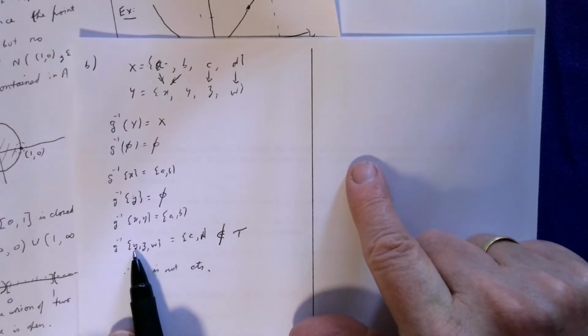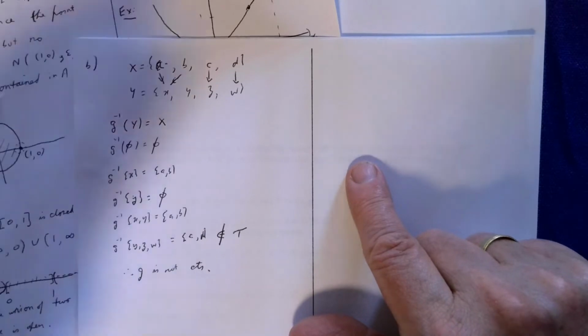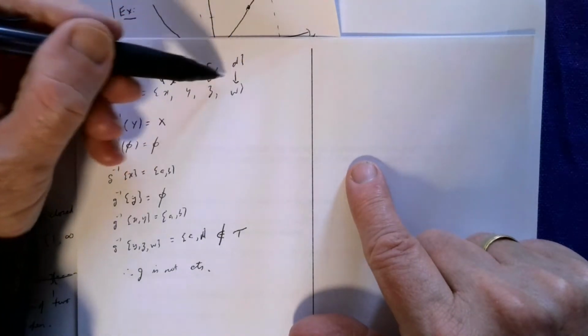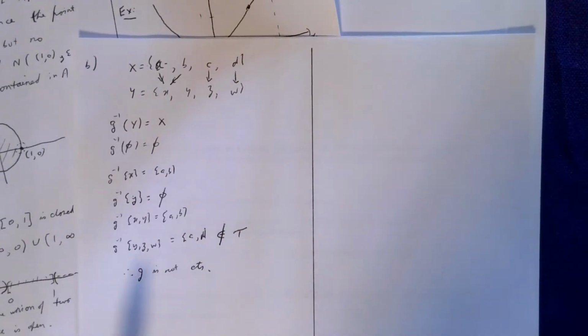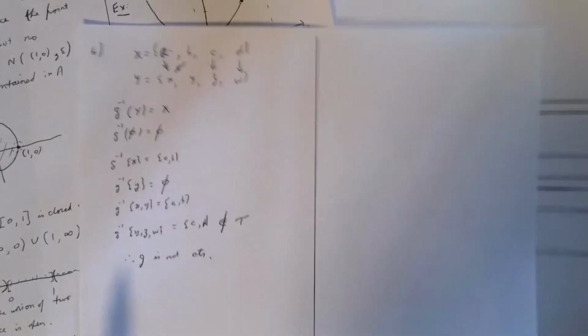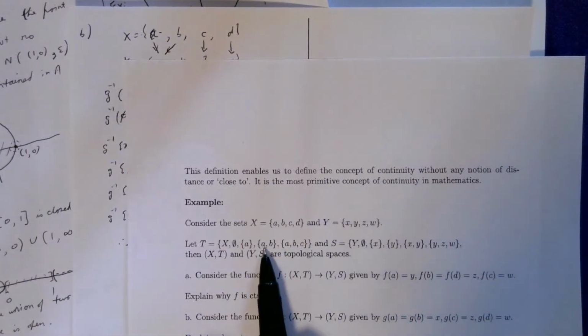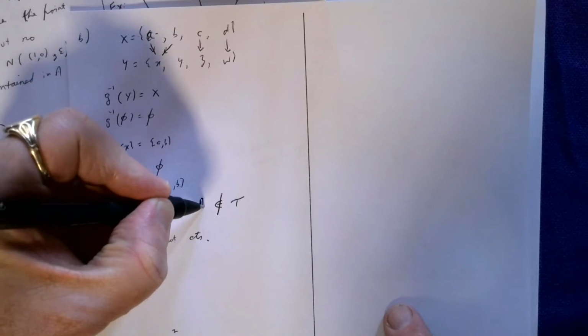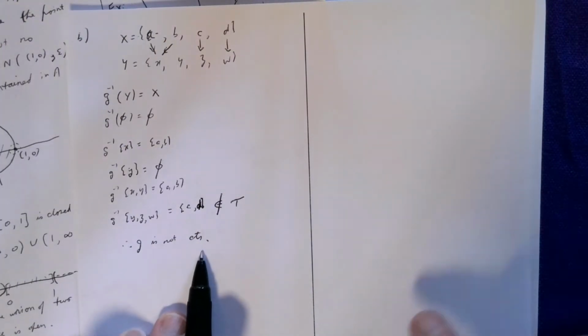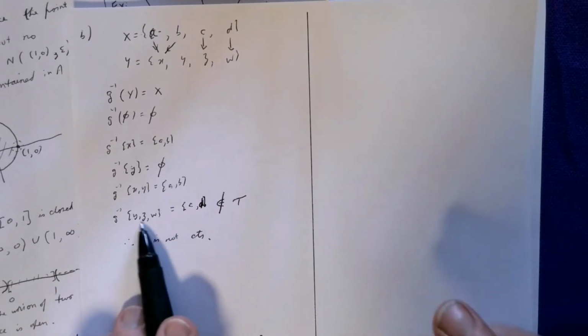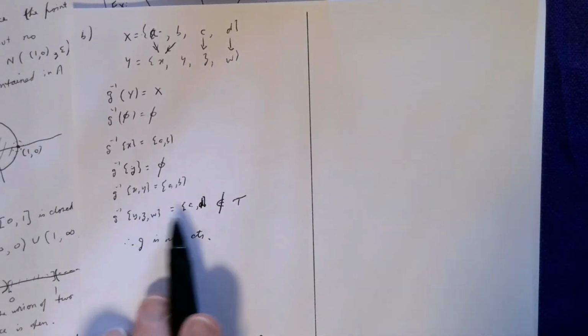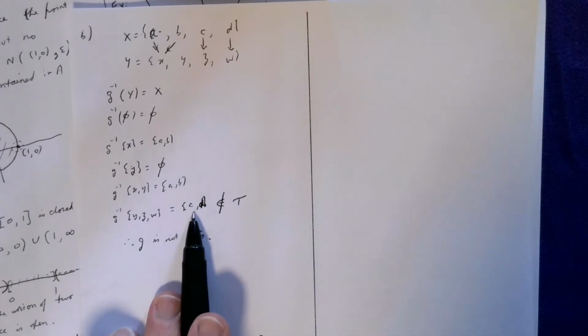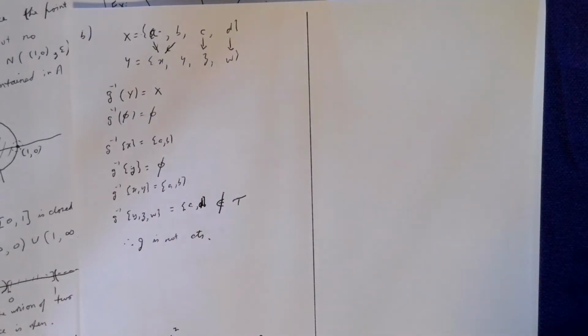But the pre-image of yzw, if I look at yzw, this came from c, d, and if you recall, c, d was not in T. There was T here. a, b is there, but there's no c, d. So c, d is not in T, so g is not continuous. We found that the pre-image of this open set was equal to this one, and this is not an open set in here because it's not in the topology. Okay, so that's roughly how it works there.